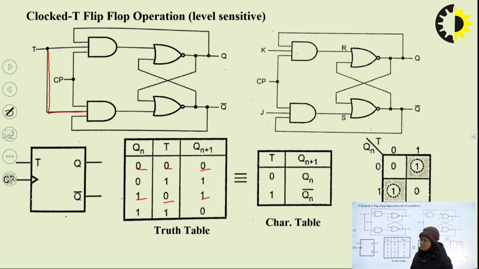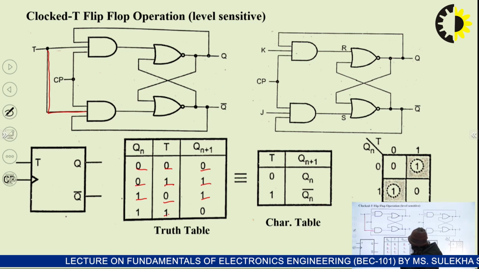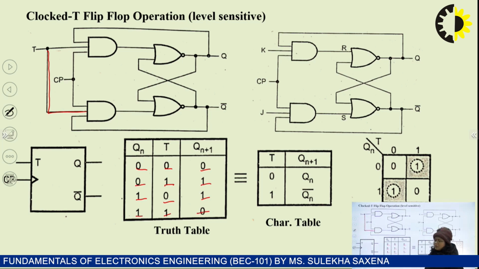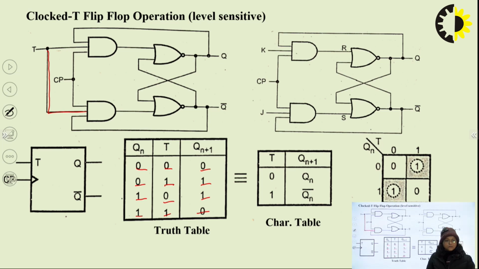For T equal to 1, both J and K are 1. For 1, 1 there is toggle. So for T equal to 1, if previous is 0, next 1, and if previous 1, next is 0. So that's why it is called T toggle flip-flop. The output will be toggled. That is the reversed form of input.